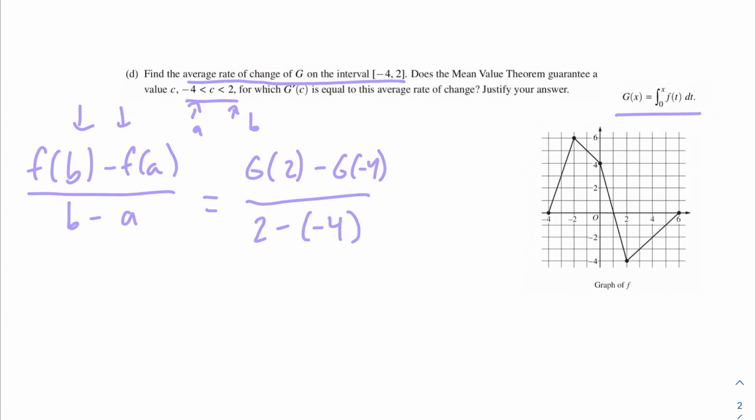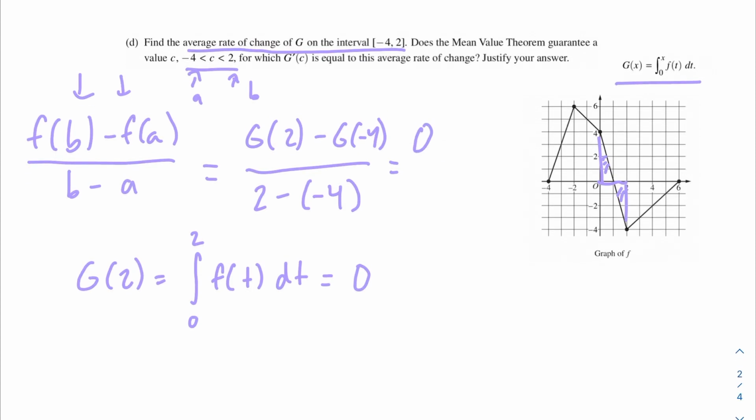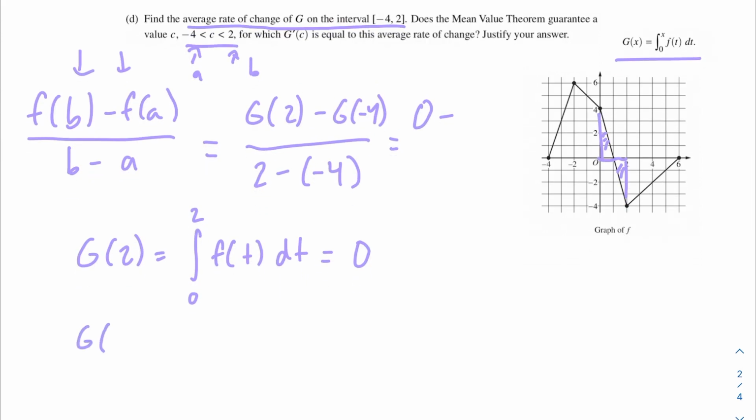So g of 2 is going to equal the integral from 0 to 2 of f of t dt, which is going to be the area under the curve from 0 to 2. As we have seen time and time again, this is just going to be 0 because these two areas are going to cancel each other out. So we're going to get 0. So 0 minus. Then we want to solve for g of minus 4.